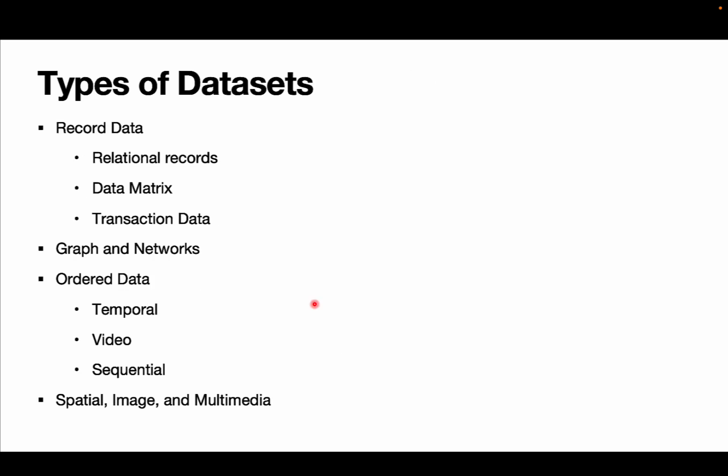On a very high level, we are going to discuss 4 categories of datasets: relational records and data matrices, graphs and networks, ordered data, and spatial imaging and multimedia.